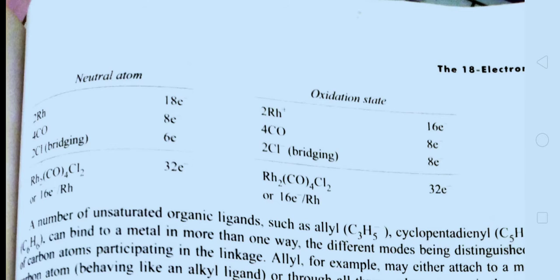In the case of the oxidation state method, rhodium is oxidized to Rh+, so the total number of electrons is 2 electrons less, that is 16 electrons. 4 CO supply 8 electrons, just like the neutral atom method. For the 2 bridging chlorine ligands, since in this method it is a chloride ion, it can act as a 4 electron donor, while in the neutral method the chlorine atom acts as a 3 electron donor. So the total is 8, and for the complex the total electron count is 32 for 2 rhodium atoms. For a single rhodium atom it is 16.